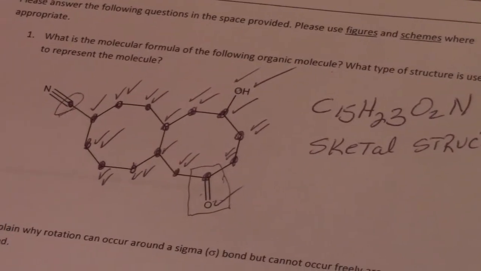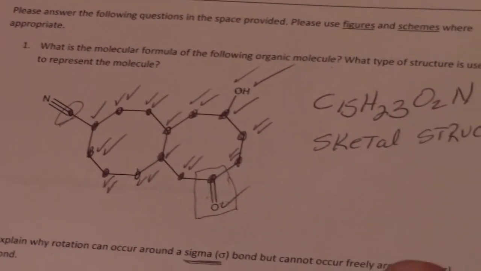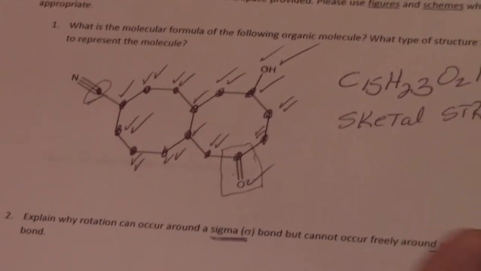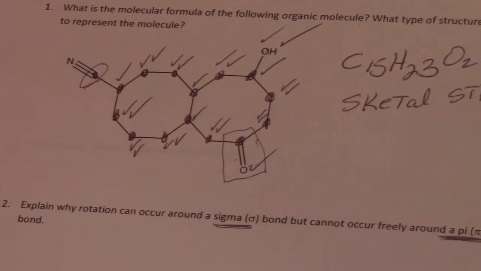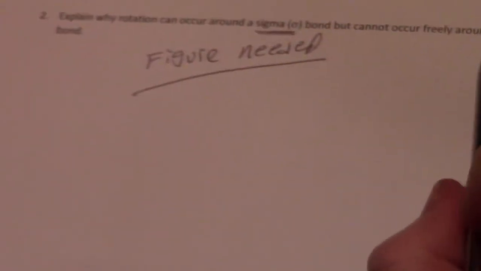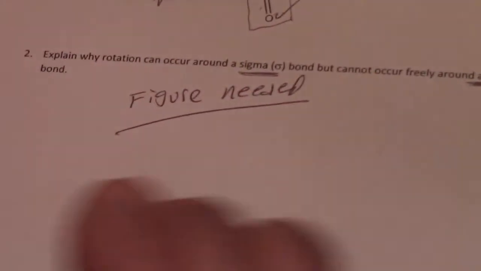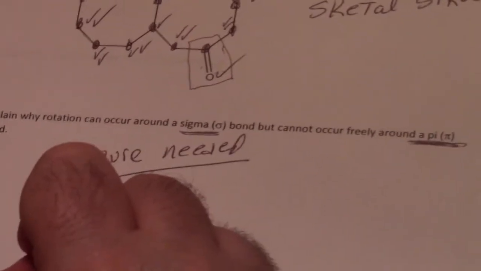The second question asks, explain why rotation can occur around a sigma bond but cannot occur freely around a pi bond. So you should have had a narrative describing a sigma bond and a pi bond, but what we needed to do was also use a figure. A figure was needed for this particular question, because it says up here in the general directions that you should use figures and schemes where appropriate. And I'm not going to draw all the orbitals between 2 carbons because it's not relevant.